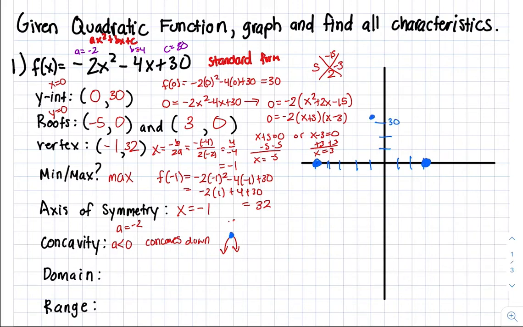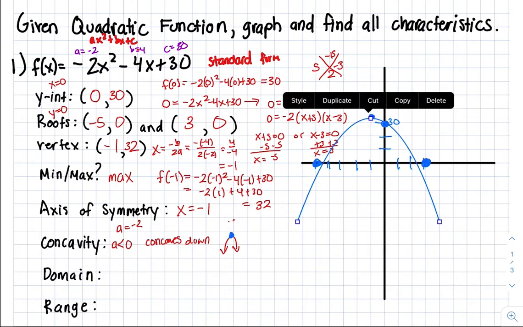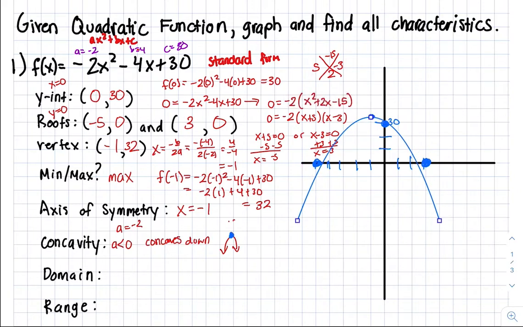So when we graph this, our graph is going to look something like that. Yep, and then graph your guys' axis of symmetry, which is this. Okay. So there is pretty much your guys' graph.